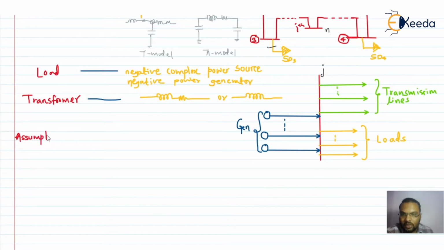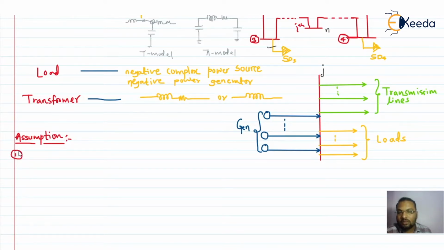Let us try to understand what those assumptions are, and I'll tell you why I'm going for KCL only. I'm using KCL, Kirchhoff's current law only, to model the power system, or to write the mathematical equation for this power system. I'll tell you that. First, let us try to understand what the assumptions are.